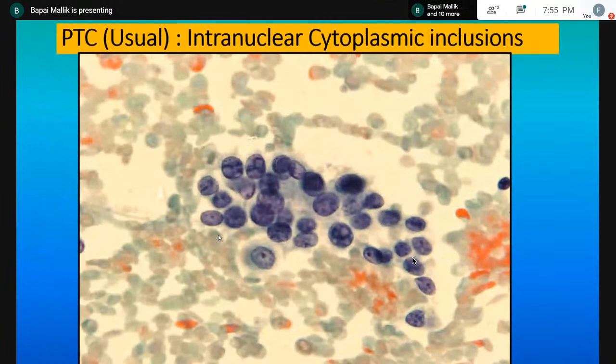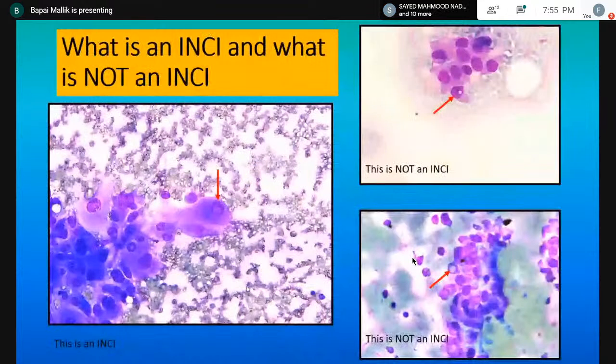Now, these are the papillary thyroid carcinoma usual, the intranuclear cytoplasmic inclusions. No problem with these ones. There are at least around 7 inclusions in this single cell, some inclusions coming up over here, and the intranuclear cytoplasmic inclusions. Like to see them because it makes things very easy.